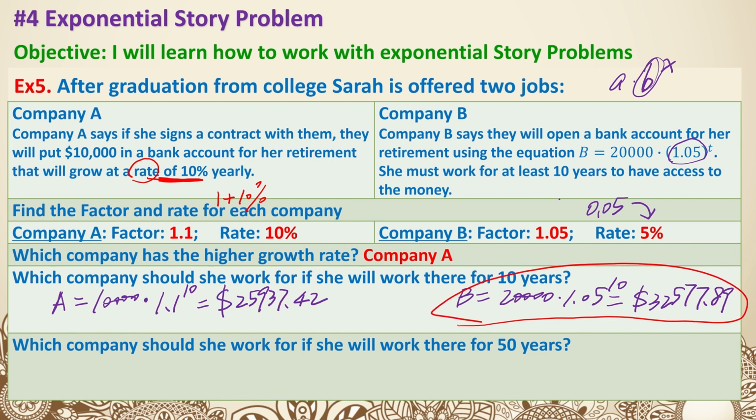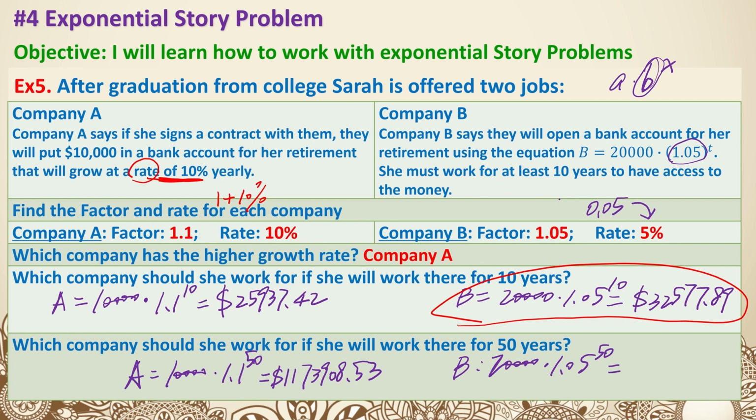Which company should she work for if she will work there for 50 years? That's a long time, but let's calculate. A is 10,000 times 1.1 to the 50th power. That is going to be $1,173,908.53. Company B, it's actually 20,000 times 1.05 to the 50th power, and that is going to be 229,348.00.